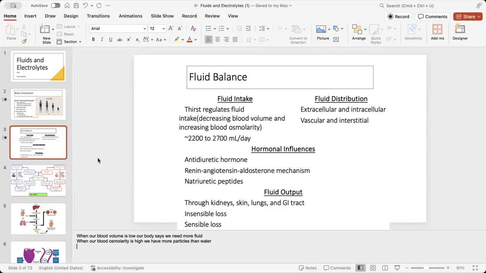Urine. Urine, yeah, that's a big one, right? Urine, okay? How else do we lose fluid? Sweating, vomiting, diarrhea, okay, wound drainage, right? Breathing, perspiration. Are we able to measure all of that? No. So we talk about insensible fluid loss, right? That's what we can't measure.